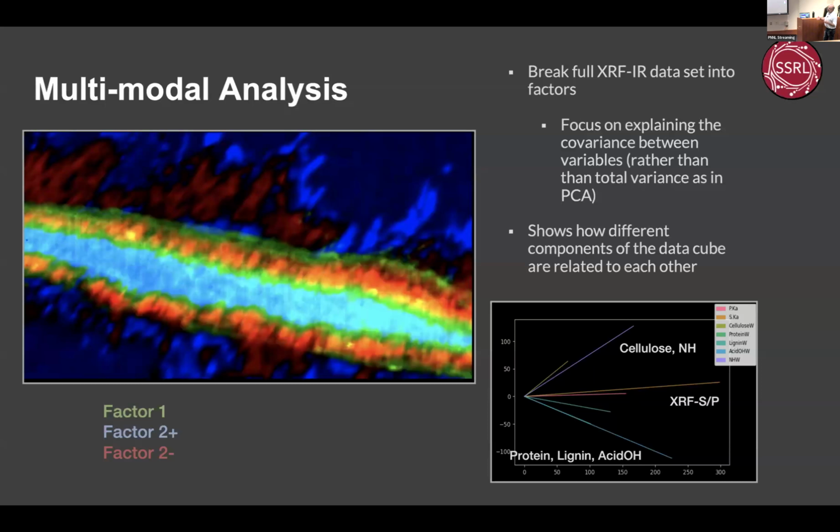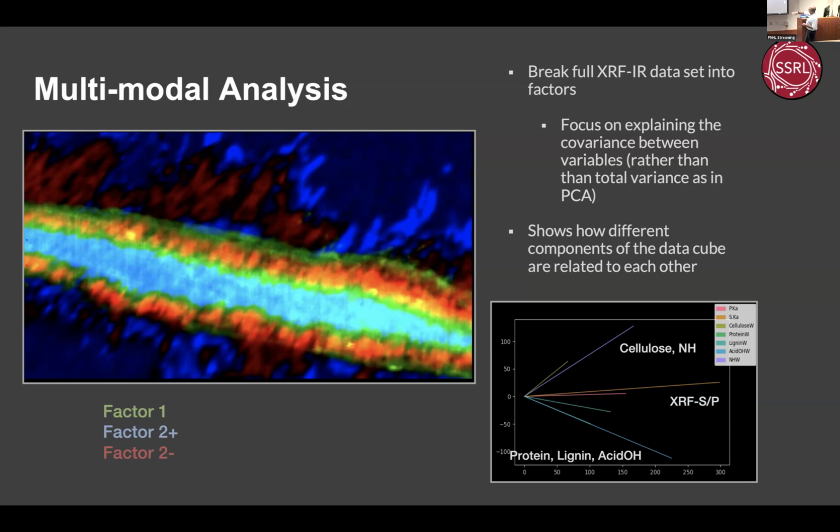And then we can do multimodal analysis with this. So now this is taking the X-ray data from phosphorus and sulfur in this particular instance, along with all the infrared peaks that have been assigned to things like cellulose, protein, lignin, acid, hydroxides, and amines. And we can do a factor analysis. This is basically like PCA, but it's doing PCA on the covariance rather than the total variance. So it tells you what things are actually alike, not where things are different in that sense.